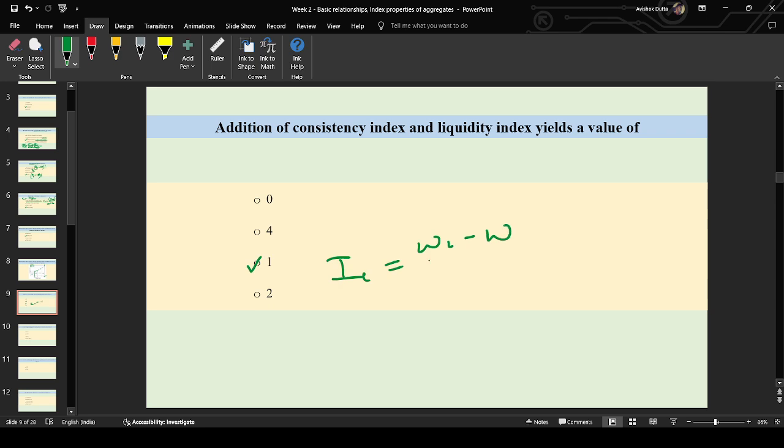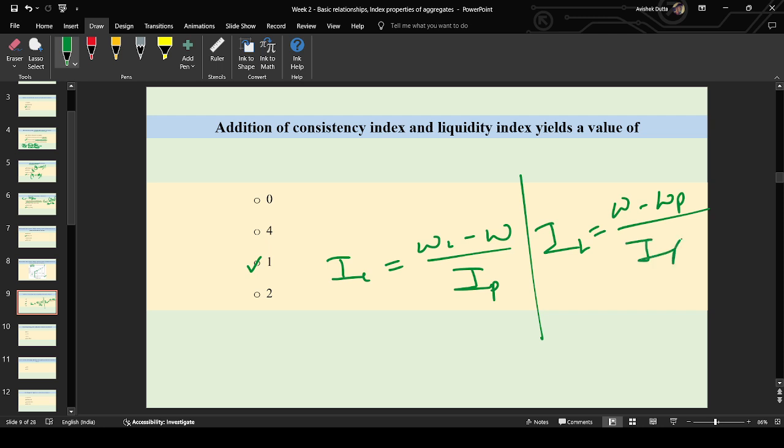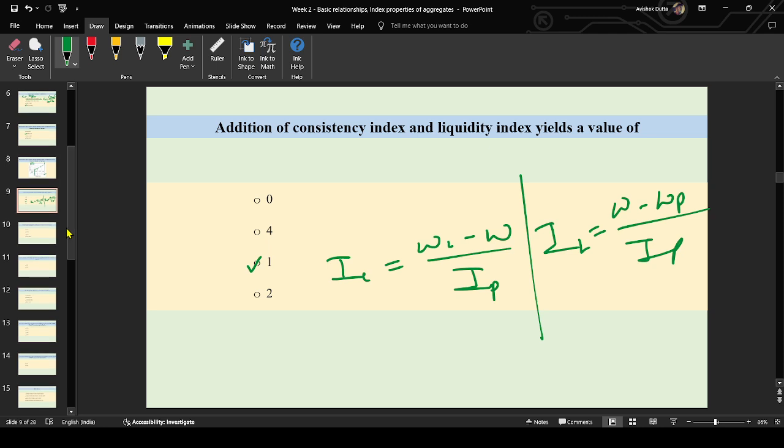You were saying that when the consistency index is more, the soil is weak. No, sir, it's my mistake. It is actually in the dry state, the moisture content is less, so the soil will be good for foundations and other purposes. This is the formula for consistency index and liquidity index, with W minus WP over IP. If you add those, we get IP by IP, that equals 1. So going by the basic definition, we get a value of 1.